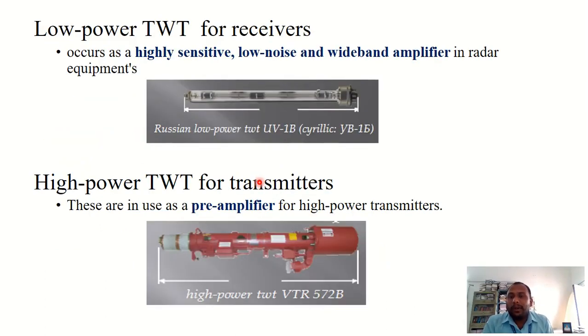Particularly, low power traveling wave tubes are designed for the receivers. So these are high sensitive, low noise, wide band amplifiers. Mostly these type of traveling wave tubes, I mean low power traveling wave tubes, are used in the radar receiver equipment. Coming to the next type, high power traveling wave tube. Those are designed for the transmitters, and these are mainly used as a pre-amplifier for the high power transmitters.